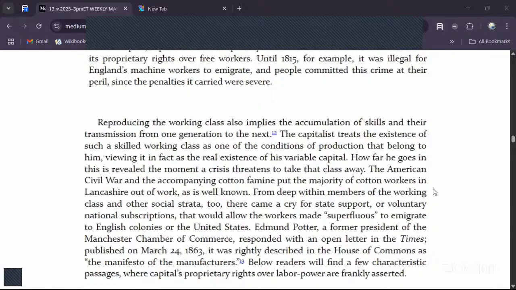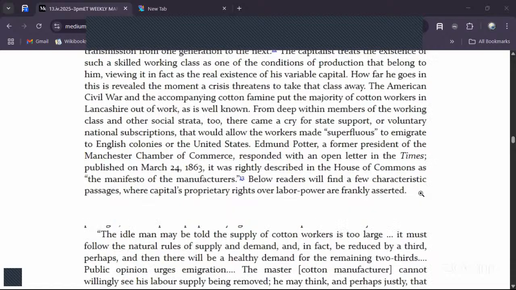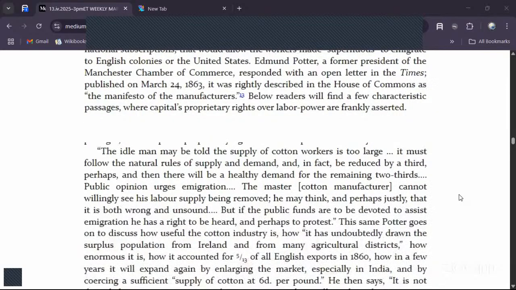Below, readers will find a few characteristic passages where capital's proprietary rights over labor power are frankly asserted. Quote, the idle man may be told the supply of cotton workers is too large. It must follow the natural rules of supply and demand, and in fact, be reduced by a third, perhaps, and then there will be a healthy demand for the remaining two-thirds. Public opinion urges emigration. The master cotton manufacturer cannot willingly see his labor supply being removed. He may think, and may perhaps justly, that it is both wrong and unsound. But if the public funds are to be devoted to assist emigration, he has a right to be heard and perhaps to protest, unquote.